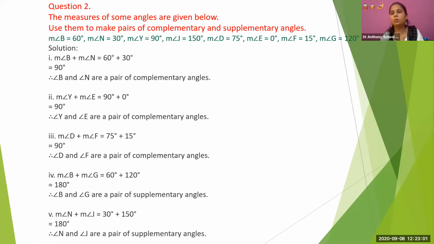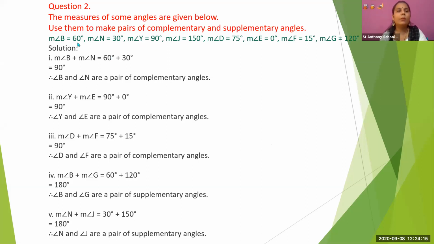Now question number 2 is: the measures of some complementary and supplementary angles are given. So we have to find which pairs of these are complementary or which pairs are supplementary angles.